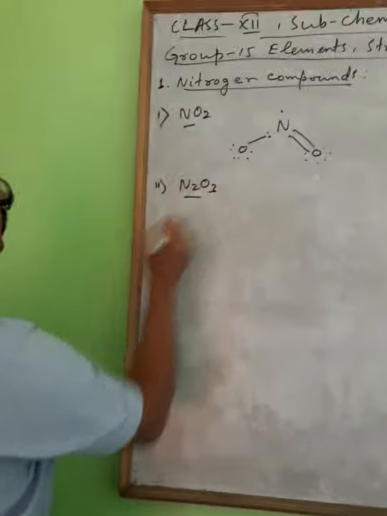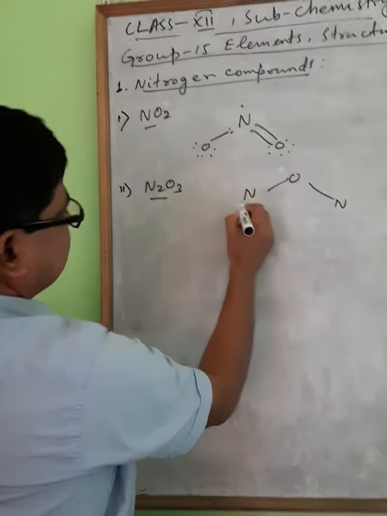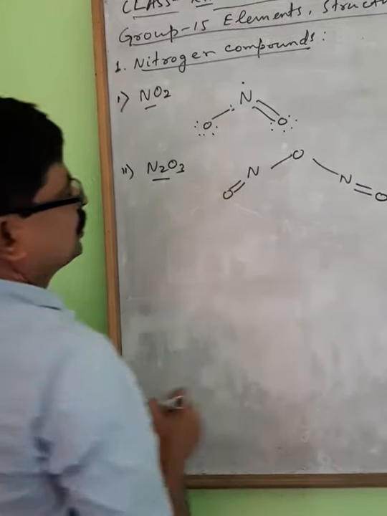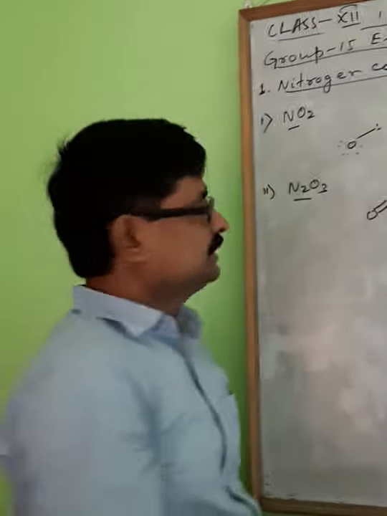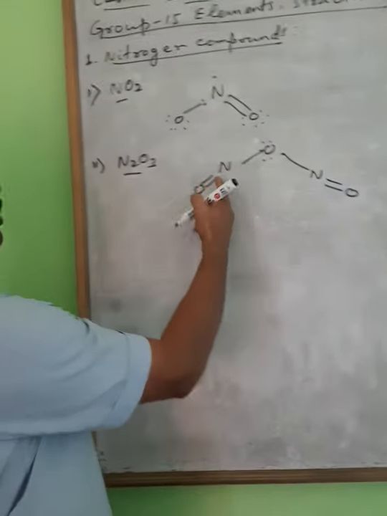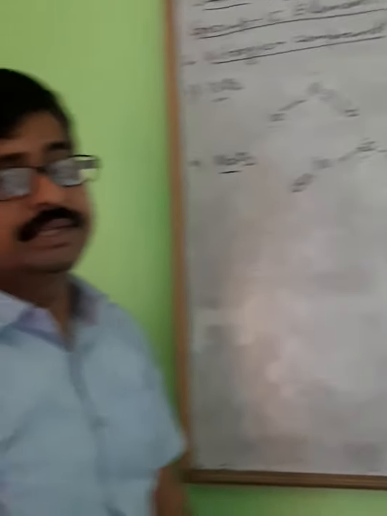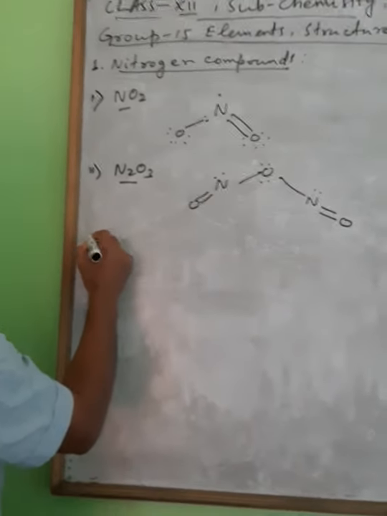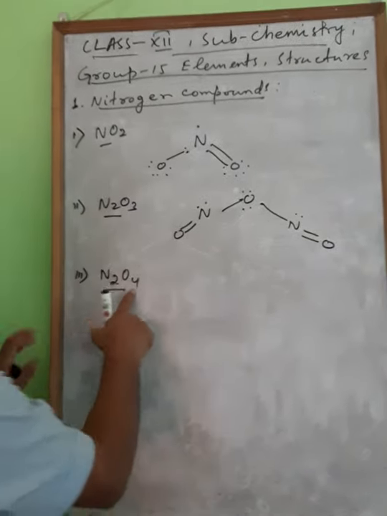N2O3. How will it come? Like this: N O N, then O, O. Here 1, 2, 3, 4, 5, 6. Outer shell of oxygen is 6. And covalence of oxygen how much? 2. And here covalence of nitrogen 1, 2, 3. Here 1, 2, 3. Here a lone pair is there, a lone pair is there. Right? So this is the structure of N2O3. Now number 3, N2O4.